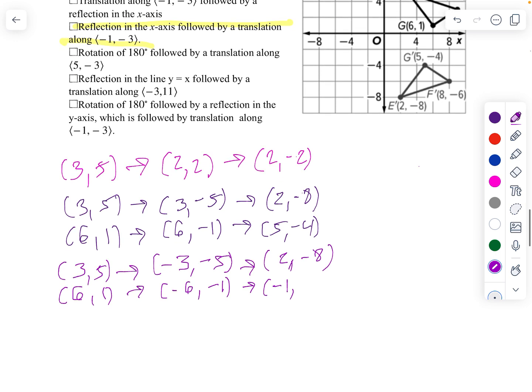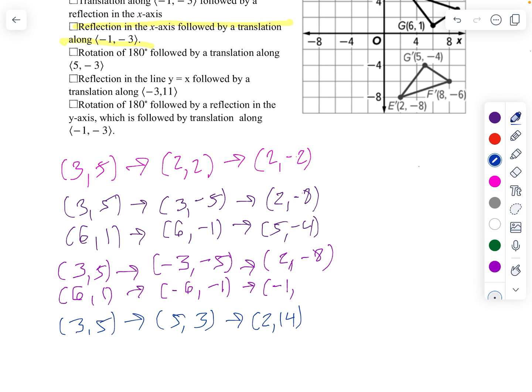Okay, let's try our third one. I'm going to reflect it along the line y equals x. So I'll go 3, 5. That will be 5, 3. And then I'm going to translate it by -3, 11. 5 minus 3 is 2. 3 plus 11 is 14. That does not match up, does it?